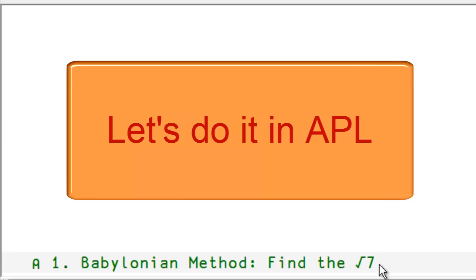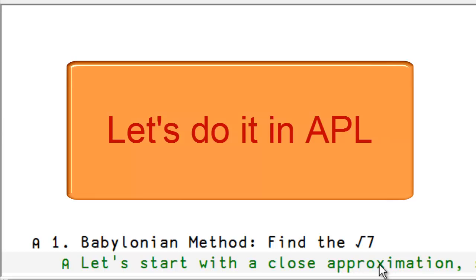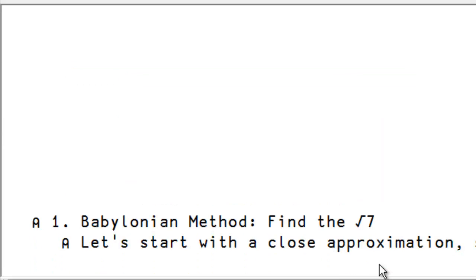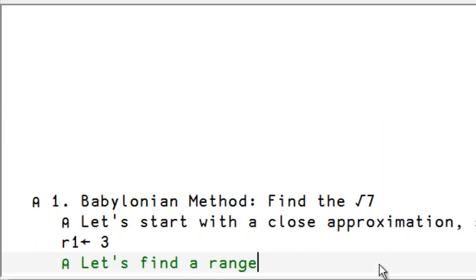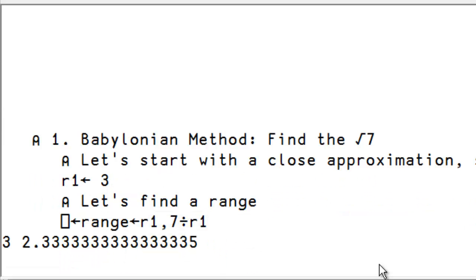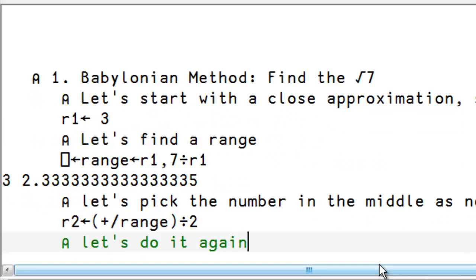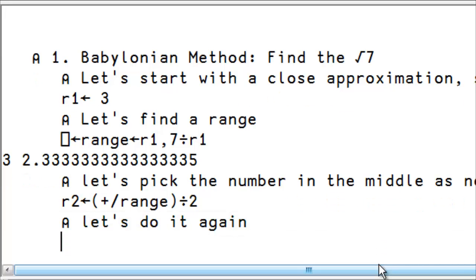We're going to try to find the square root of 7. Okay, here we go. We're going to try with a number, let's say number 3. Then we're going to find the new range, which is going to be this one here. So it goes from 2.3 to 3. It doesn't matter if it's reversed. Then we pick a number in the middle of the range, and that will be this new number here. And let's do it again.